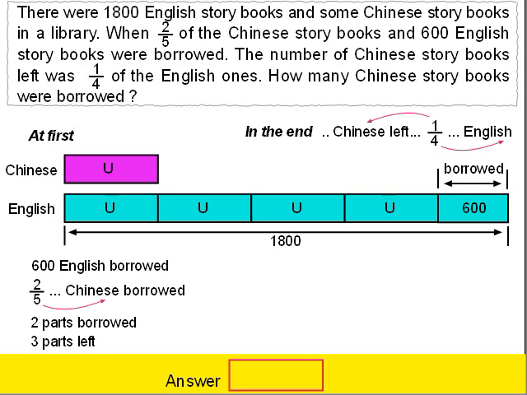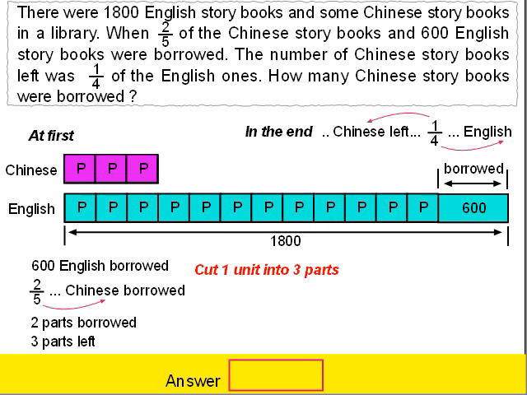Because 3 parts left is equal to 1 unit, the LCM of 1 and 3 is 3, so we cut the unit model into 3 equal parts. So we do that. 1 unit will become 3 parts, and here 4 units will become 12 parts.